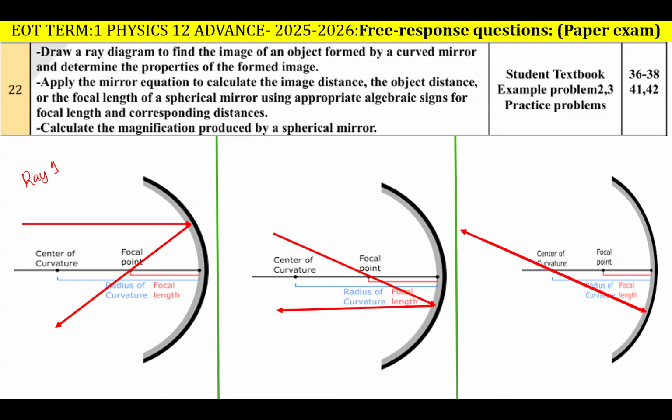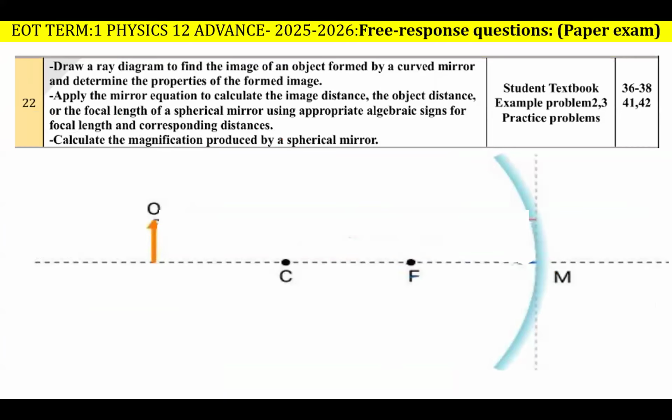So whenever we are drawing a ray diagram for a concave or convex mirror, you can use these 3 principal rays. You can use any 2 of them. You don't have to use all 3. If you use any 2 of them, that would be enough. Okay, let's check how we can draw a ray diagram for this.